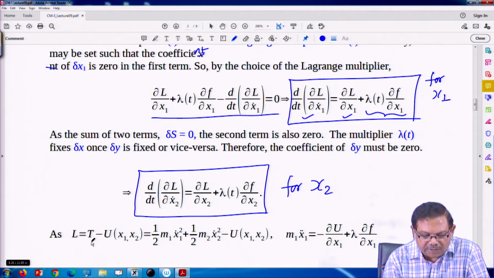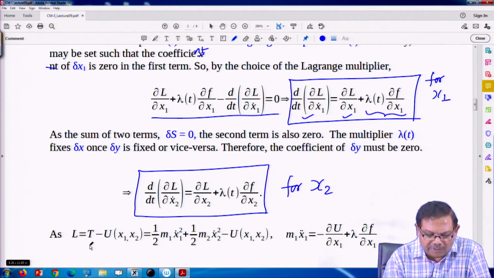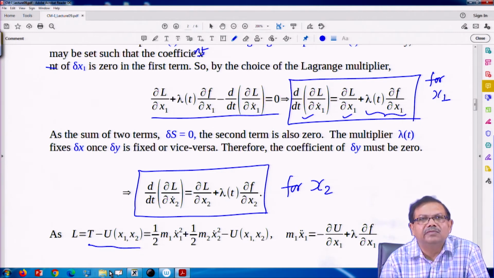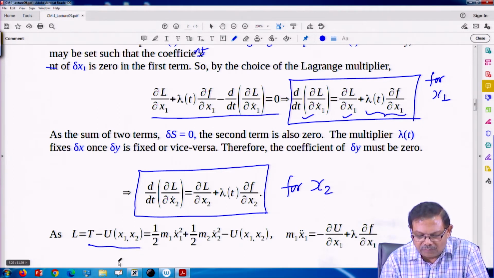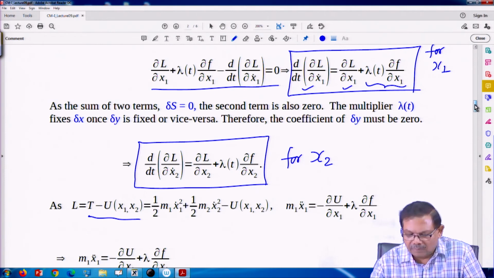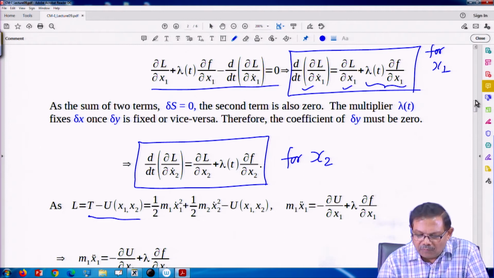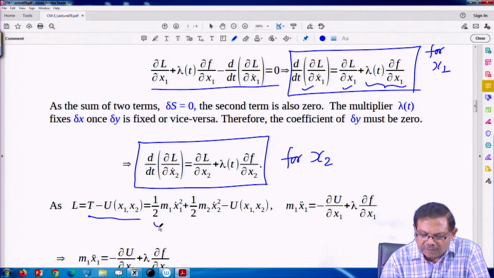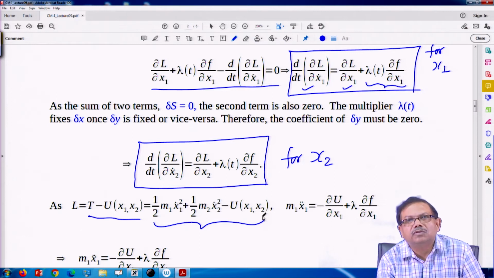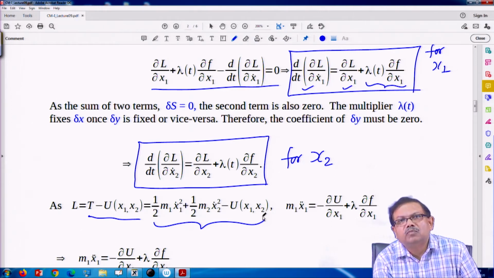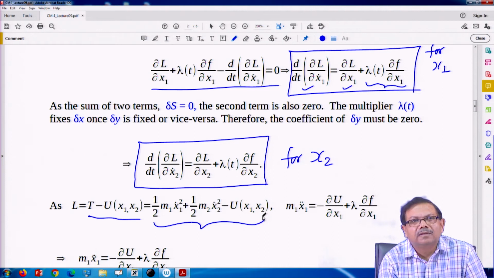As Lagrangian, which is T minus U, kinetic energy minus potential energy, depends on x 1 and x 2. Let us say this two coordinate system which I have chosen, x 1 and x 2, it could be for a system of two particles, or it could also be a planar motion of a one particle system. For example, pendulum.